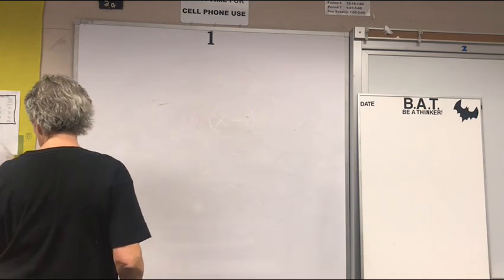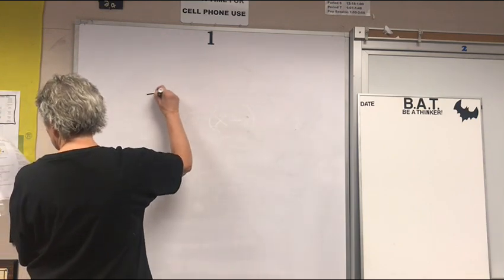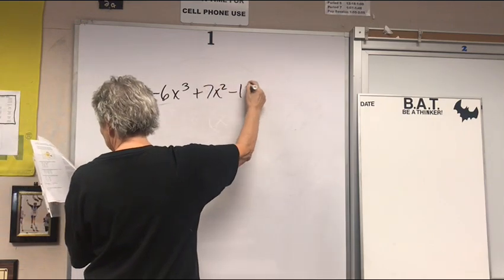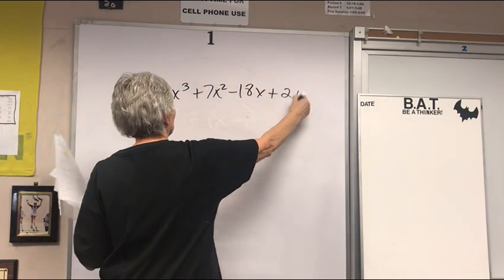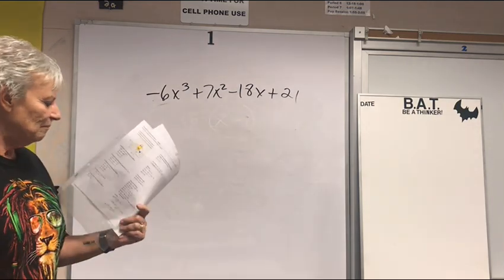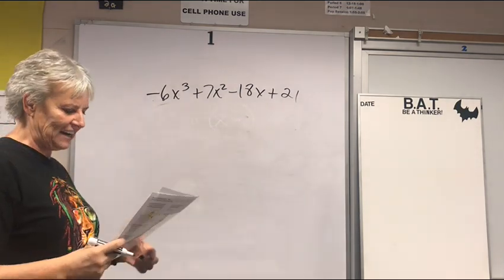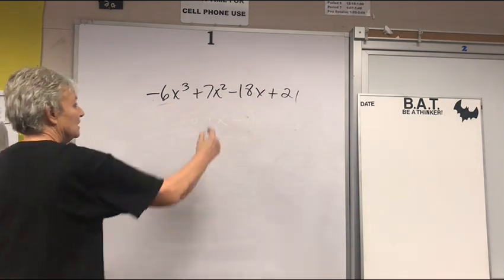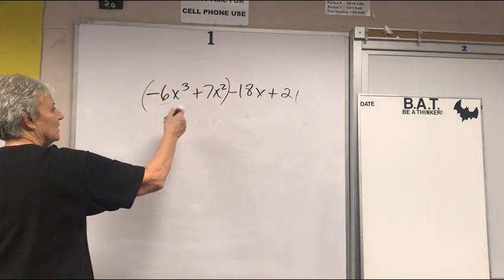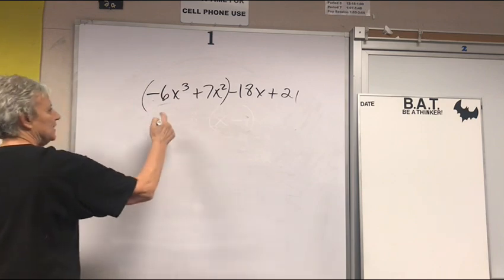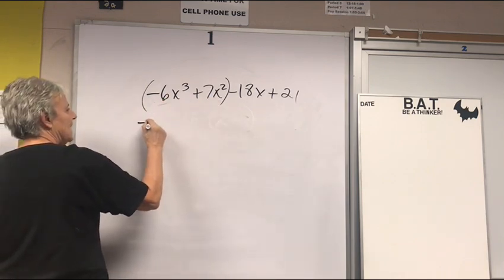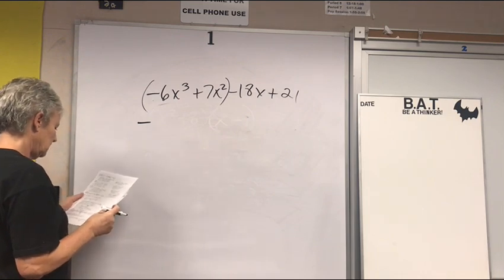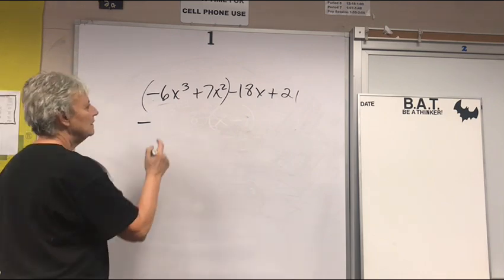Number 25, negative 6x cubed plus 7x squared minus 18x plus 21. My paper here says to factor out the negative first. So I already told you to do that, so I don't know why that was such a hint. You already know that. We're going to take out the negative. Are we? Yeah, I guess we are.